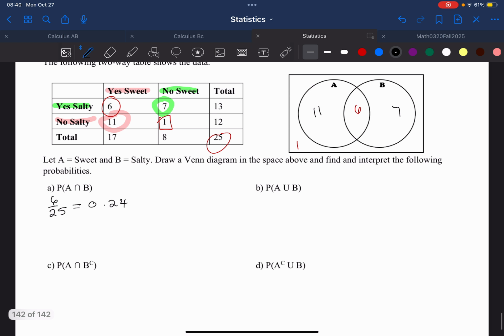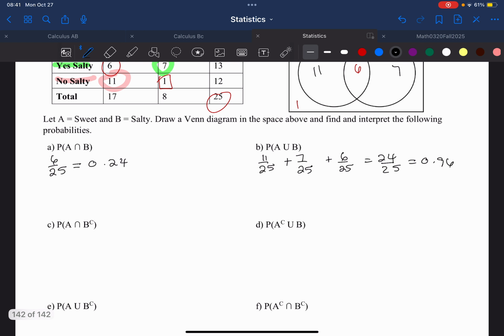Part B would be the probability of sweet or salty. So sweet or salty means this is the 11 out of 25, that's the sweet, plus 7 out of 25, that's the salty, plus 6 out of 25, which is sweet or salty, which is 24 out of 25, which is 0.96. So you would interpret that as the probability a student in class likes either sweet or salty foods would be 96%.